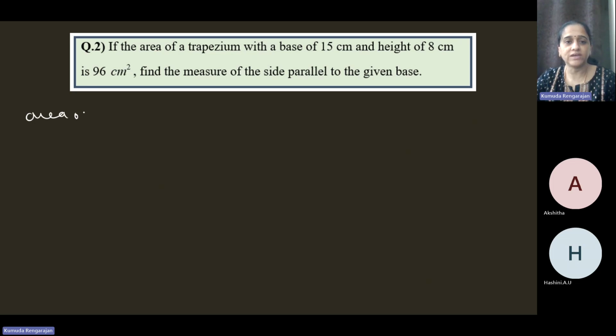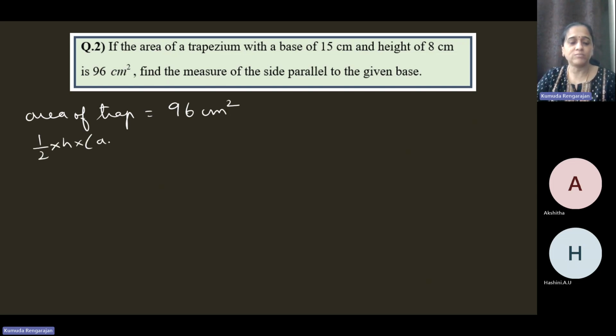You should start like this. Area of trapezium. Don't be distracted. Shrikant, do your work. Area of trapezium is equal to 96 centimeters square. You should work like this. Area is 96 centimeters square. Area means half into H into A plus B is equal to 96. You should work it like this. When area is given, area is equal to 96.